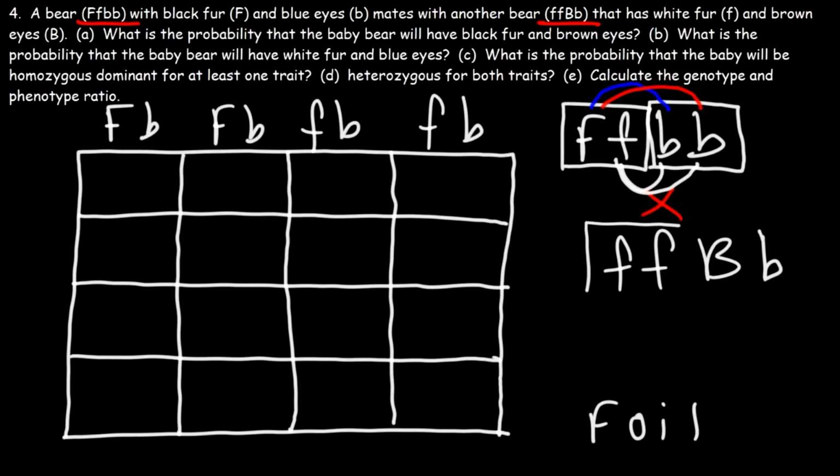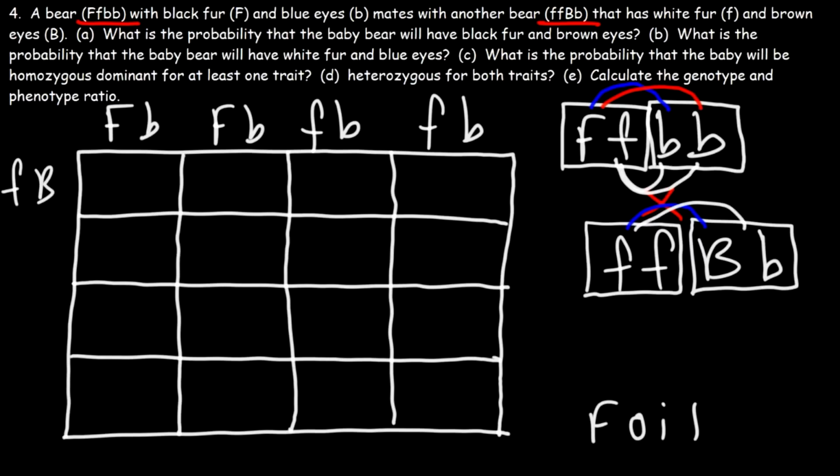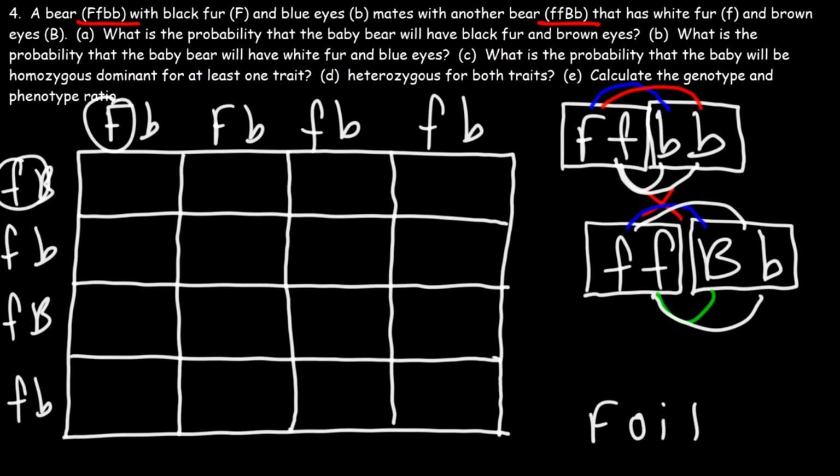Now let's do the same thing for the genotype for the second parent. So it's going to be little f and big B, and then we have little f, little b, and then it's going to be little f, big B, and little f, little b. So now let's fill in the Punnett square. So we have big F, little f, and then big B, little b.